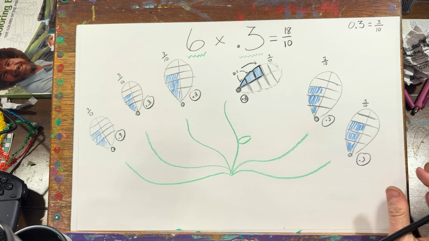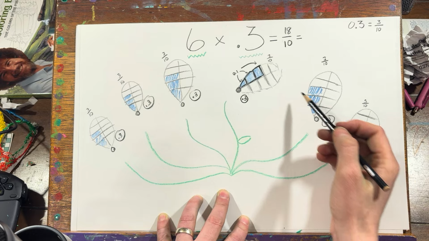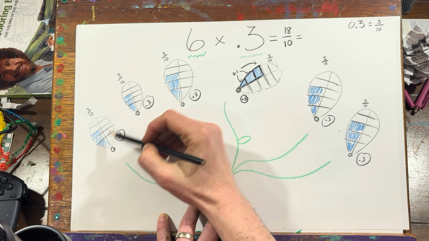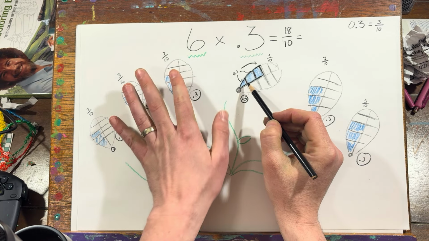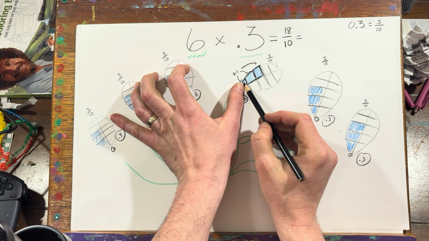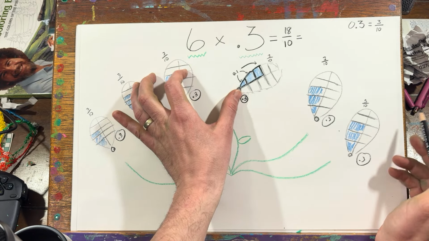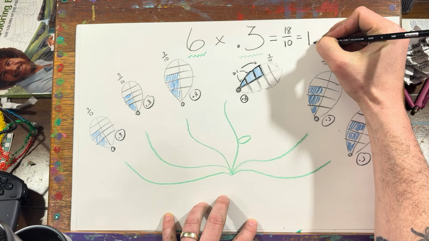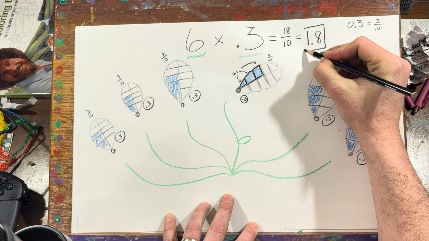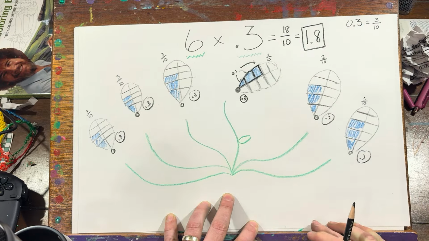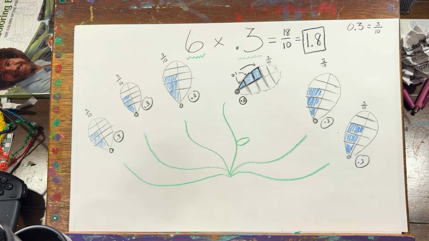Okay. Altogether, I have 18/10. That would make one whole. 1, 2, 3, 4, 5, 6, 7, 8, 9, 10. All these together would make one whole petal. And then we would have 1, 2, 3, 4, 5, 6, 7, 8 left over. So 1 and 8/10 is our answer to 6 times 0.3, or 6 times 3/10.